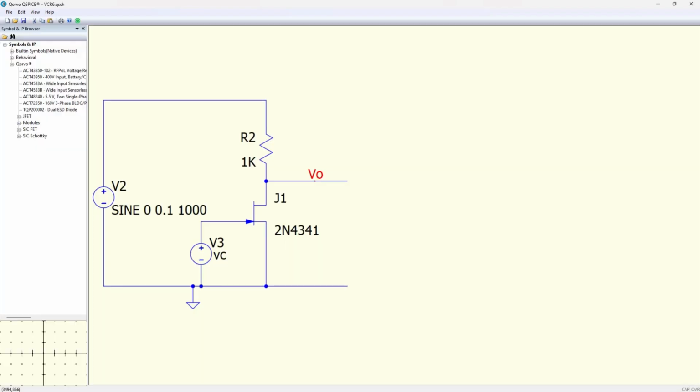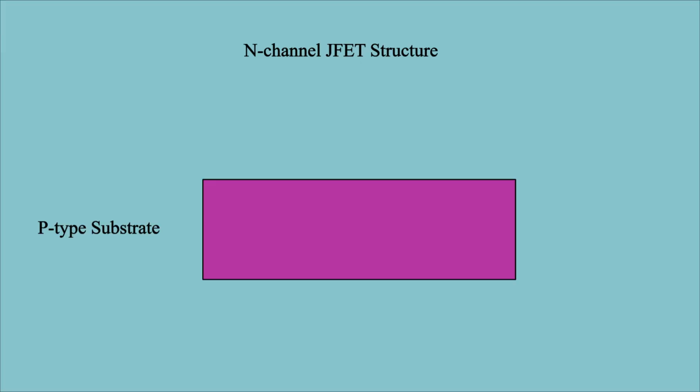There are a few things to consider when designing a voltage-controlled resistor circuit. The first is that the input voltage must not exceed the forward bias limits for the JFET. To see why, look at this basic drawing of an N-channel JFET structure. A substrate of P-type semiconductor material has a layer of N-type epitaxy grown on top. Connections for the source and drain are attached at different places on the surface to form a channel in the N-type epilayer.